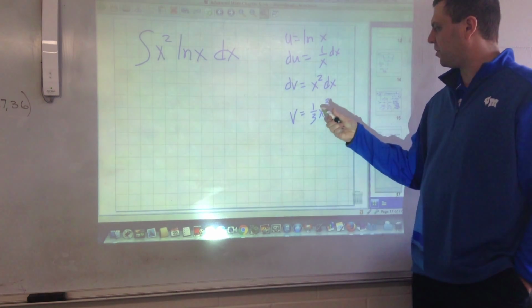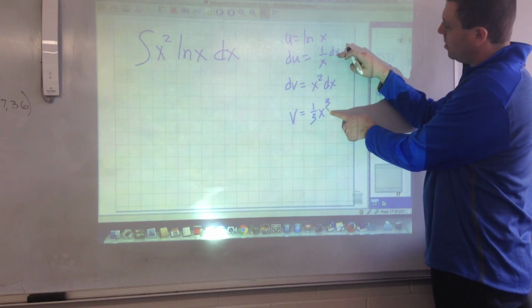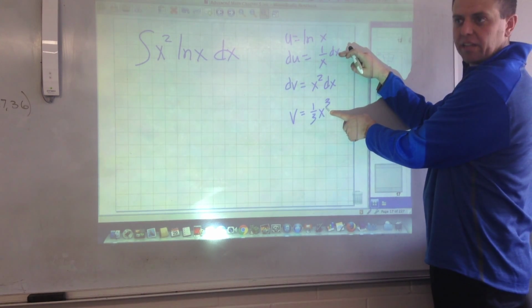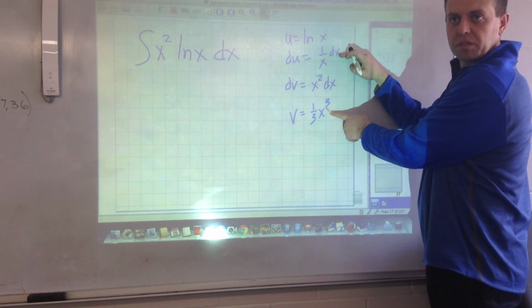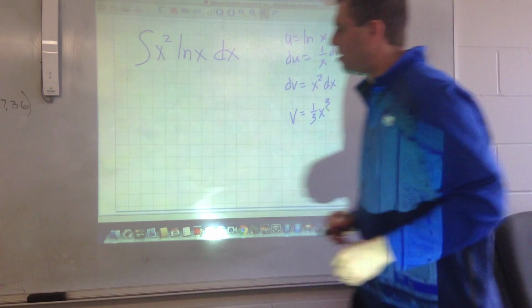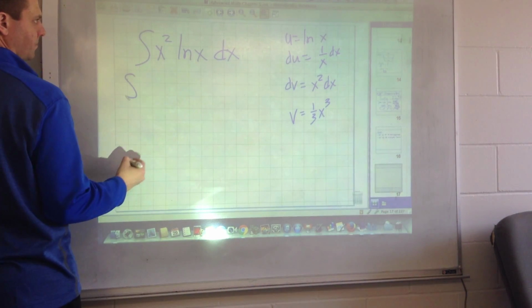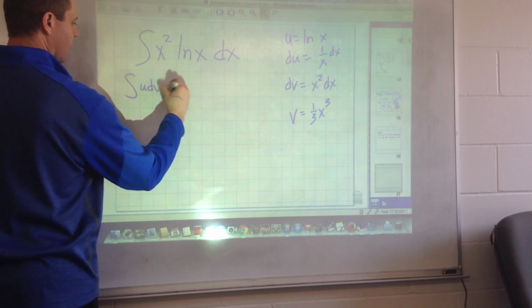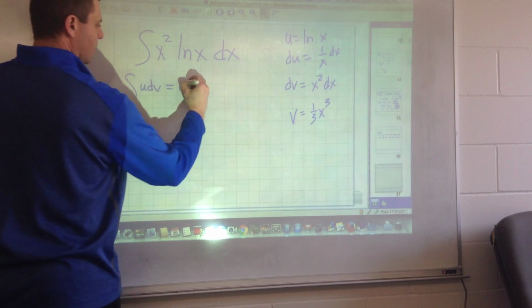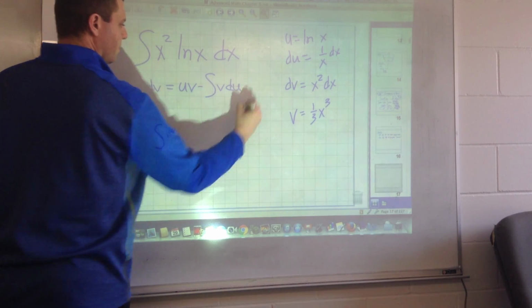Because then, thinking about it, the v du part has your 1 over x, and they're going to kind of cancel each other out, and it'll be a fairly simple function. Everybody see that? Right? So again, the antiderivative of u dv is uv minus the integral of v du.